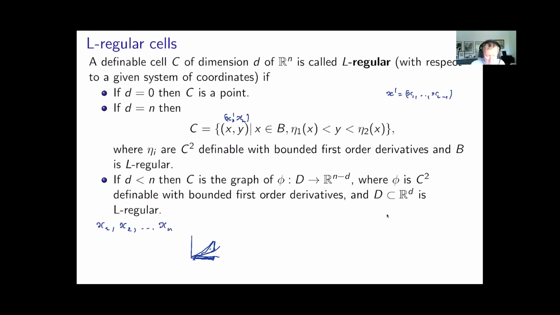When you talk about these cells in some higher codimension, they are simply graphs. They are called L-regular, L for Lipschitz, because you ask that the first order partial derivatives are bounded. So those sets have many nice geometric properties. They have the Whitney property with exponent 1, which means that internal metric and external metric are equivalent.